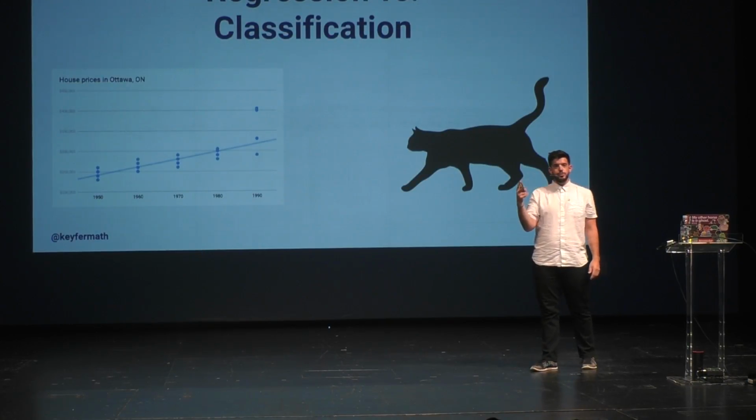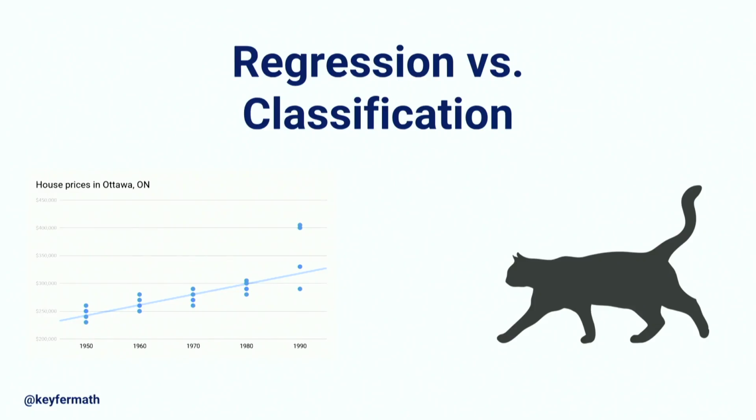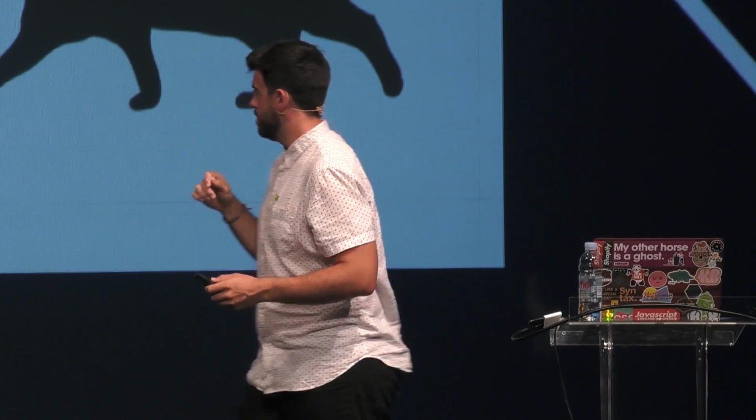Within machine learning, there's two main types of models. These two main types of models on the left are regression. So this is a simple linear algebra, y equals mx plus b, where we find the slope, the line of best fit.